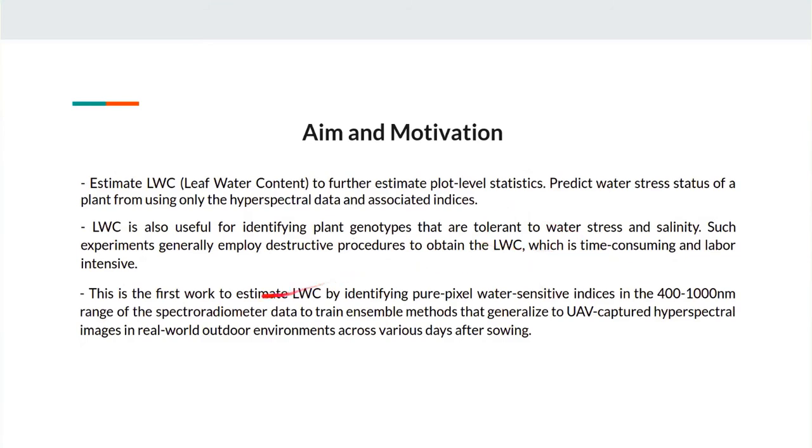Further, this work is one of the first works to estimate leaf water content by identifying pure pixel water sensitive indices in the 400 to 1000 nanometer range, because this is a more realistic range in which hyperspectral images can be captured, rather than more expensive variations which go further than 1600 nanometers. The range of the spectrometer data here is in the 400 to 1000 nanometer range, and we also capture UAV-based hyperspectral images in real outdoor environments at multiple days after sowing.